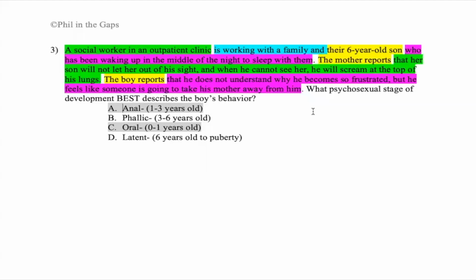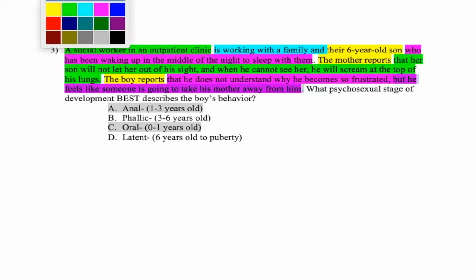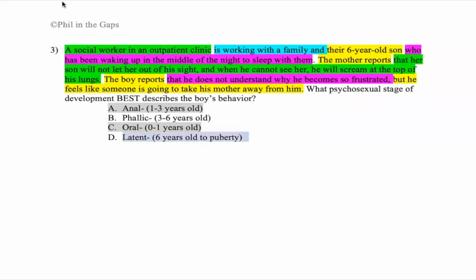And he does not understand why he becomes so frustrated, but he feels like someone is going to take his mother away from him. So for that reason, we're going to rule out D, because he's not trying to socialize. He's more in the phallic stage of experiencing the Oedipus complex of wanting to have a relationship with the mother and fearing that someone is going to take her from him.